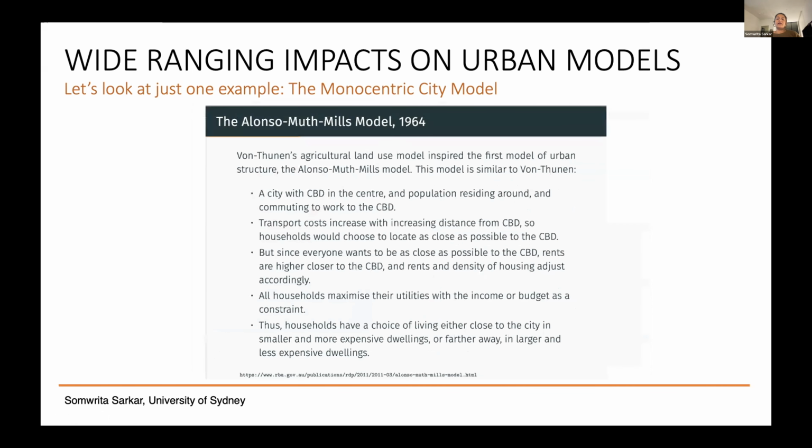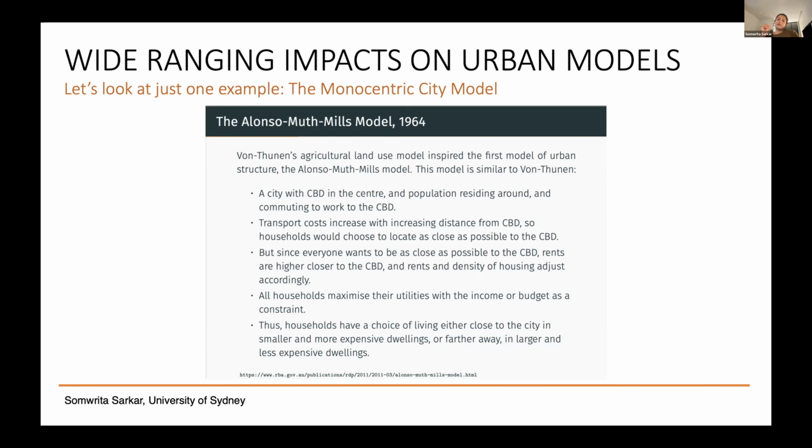So this led to the classic Alonso-Muth-Mills model in 1964. The idea was very similar to the Von Thunen model. We have a city with a CBD in the center and population residing around it, and the assumption is that everybody commutes to work in the CBD, or central business district. Again, transport costs increase with increasing distance from the CBD, so households choose to locate as close as possible to the CBD. But since everyone wants to be as close as possible, rents are higher closer to the CBD because there's more competition. Obviously densities are higher, housing space is lower, and rents and density adjust accordingly.